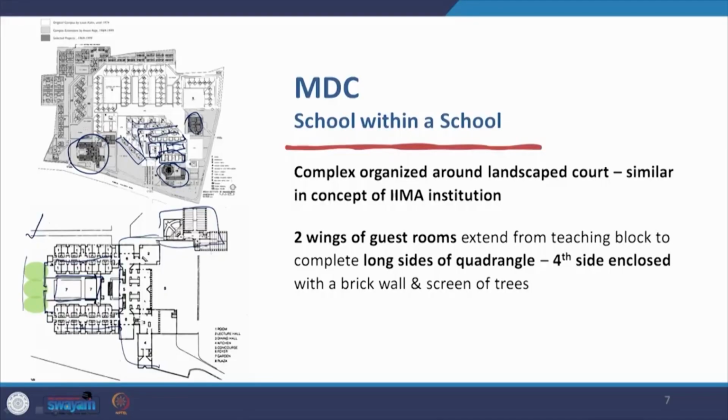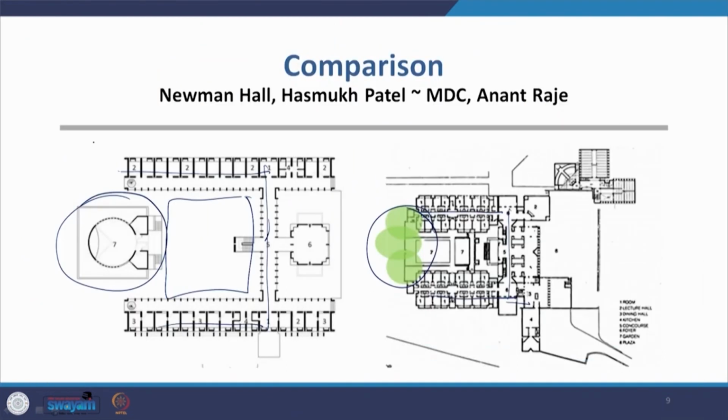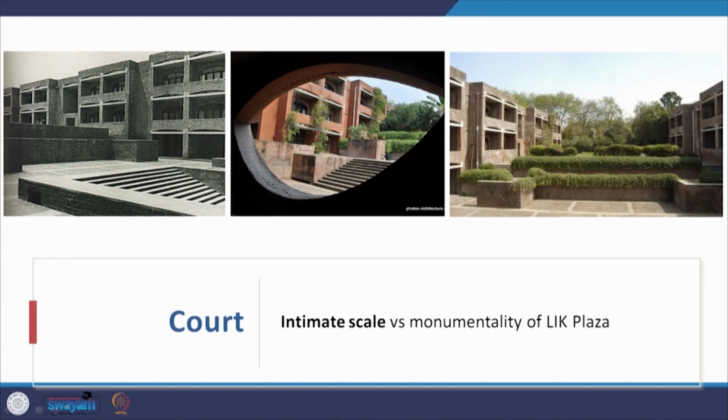Now, the reason why that happens is, if you will go back again to the actual plan of the complex, you will find that the MDC is planned behind the faculty houses and on the side of the dormitories. Now, that is where the scale of the IIM Ahmedabad campus lowered to a more intimate scale, particularly in the faculty housing. So, when he composed the MDC behind it, he was away from the monumental scale of the LIK Plaza's institution area, and he was closer to the intimate scale of the faculty houses, and we find that Anantaraje, this is my perception, therefore went in for a more intimate scale.